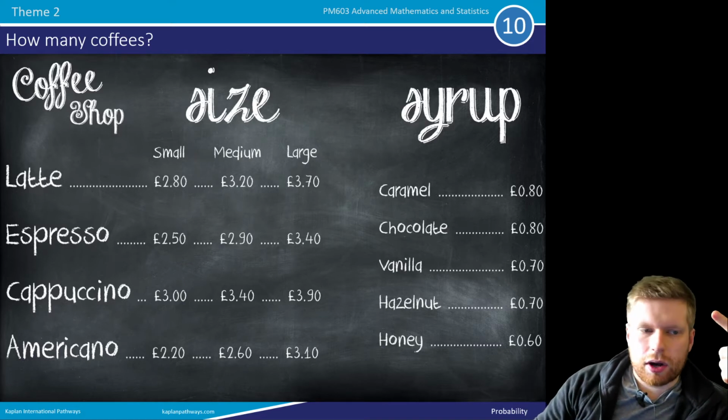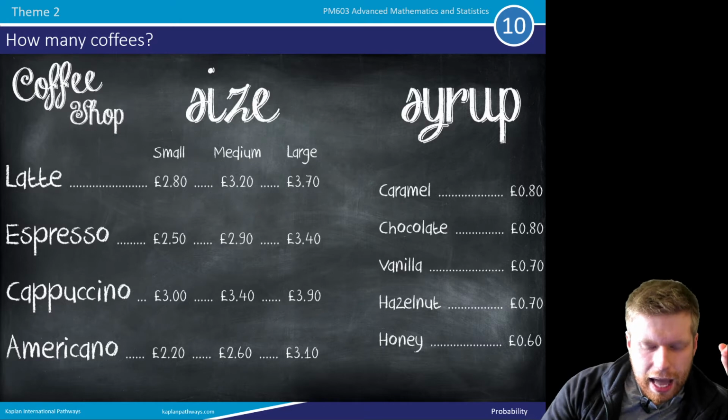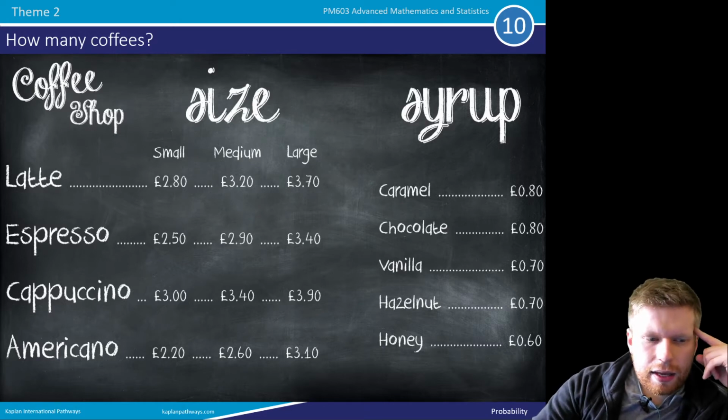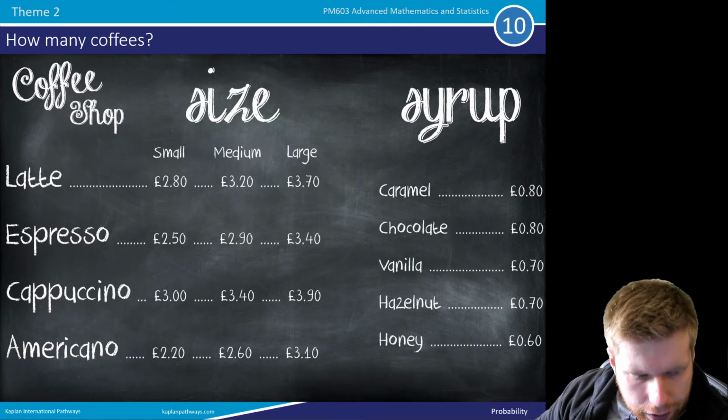So a type, a size, and a syrup. How many different possible orderings are there? So pause the video, have a think, okay? And then we will come back and have a think and have a decide. Okay, so hopefully you've had a chance to have a think. So let's have a look at this then.